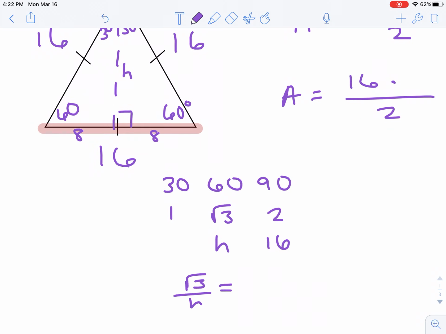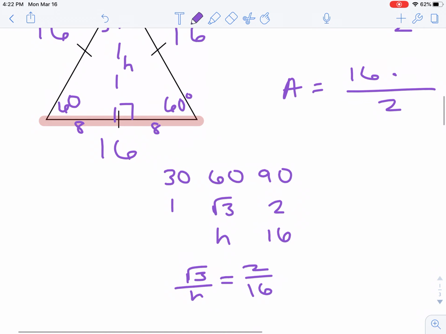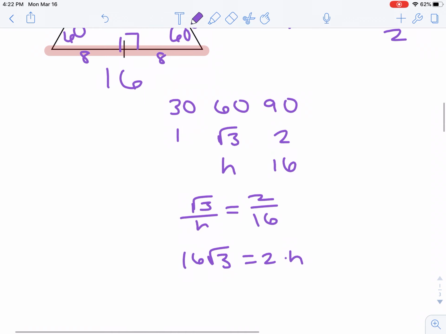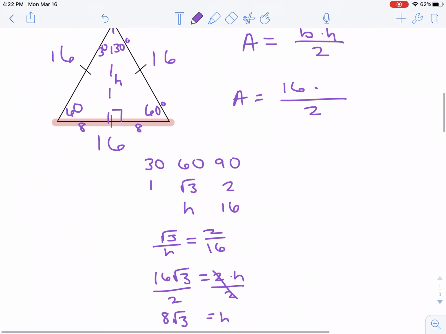So I get my ratio that looks like this, and I'm going to cross multiply. 16 times root 3 equals 2 times h. And I'm going to divide both sides by 2. So now I see that my height is 8 root 3. So I can go back up to where I had started filling in my formula and put 8 root 3 for the height.